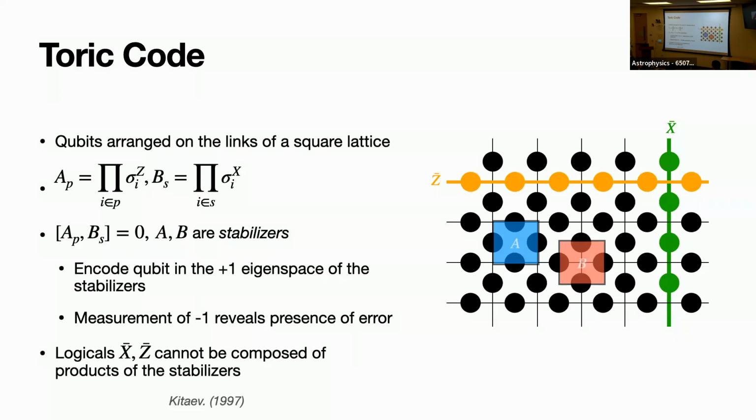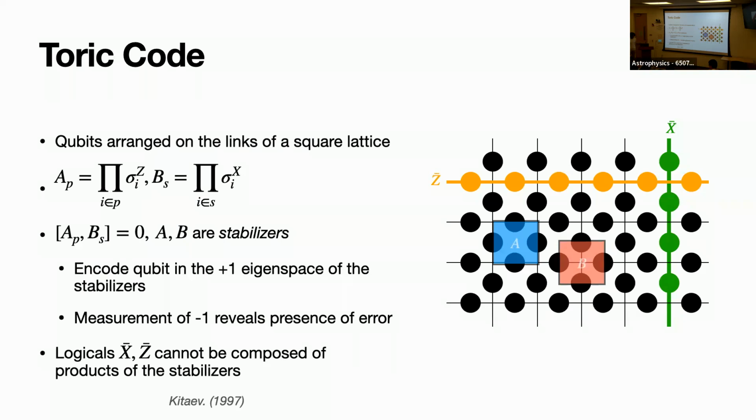In this code, qubits are arranged on the links of a square lattice, and there are two sets of operators that we consider acting on this system of qubits. There are these A-type operators, also called plaquette operators, which are composed of products of sigma z's acting on the four qubits that surround that plaquette. And there are also these B-type operators, which I'll call vertex operators. These are composed of products of sigma x's acting on the qubits surrounding a particular vertex.